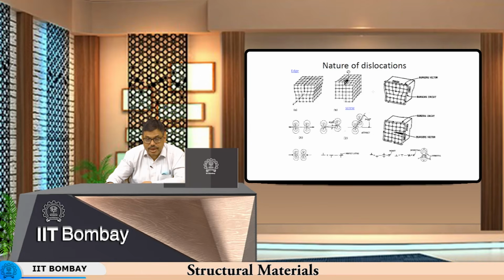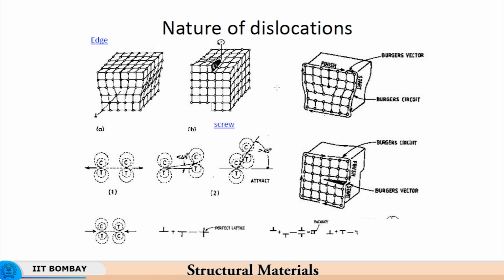So, when the dislocations attract each other, it means that they would easily come together, and therefore, the material will tend to behave soft. The material tends to behave much softer. So, the deformation is resisted the most over here, a little less here, and the least over here.